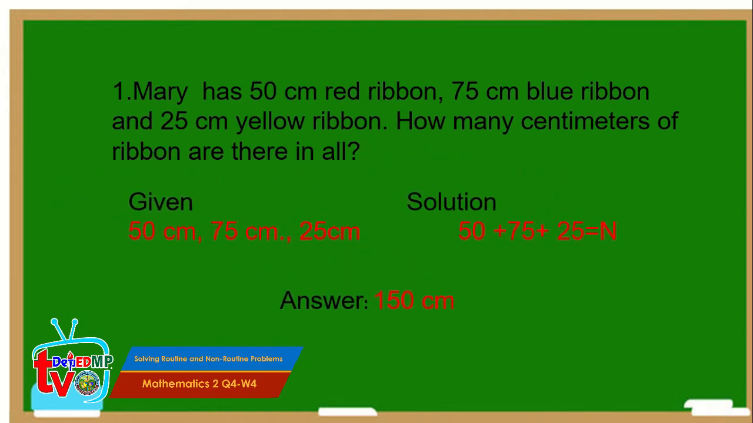Alright, the given should be 50 centimeters, 75 centimeters, and 25 centimeters. Your solution should be 50 plus 75 plus 25 equals n. And your answer should be 150 centimeters. How is your answer? Is it correct? Very good. Let's go now to number 2.